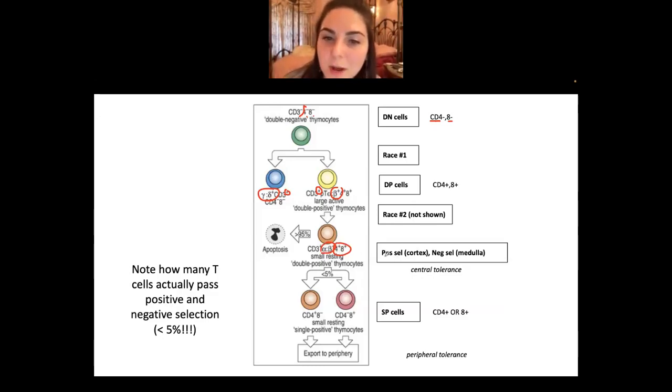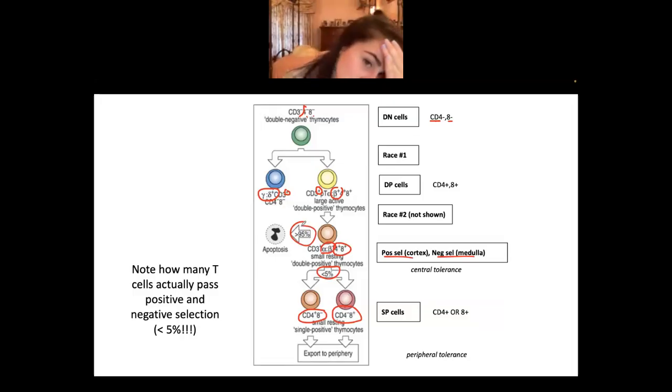And then from here, we undergo positive selection in the cortex and negative selection in the medulla. Depending on which MHC they react with better, it's going to turn into a single positive cell. Remember, this is another way you could write it. And then it's able to leave. I wanted to note how many T cells are actually passing this process. Most of the T cells die. Most of the T cells are self-reactive. Again, you can imagine why this is such an issue. If this process is not highly regulated, that's where they think autoimmunity is triggered from.